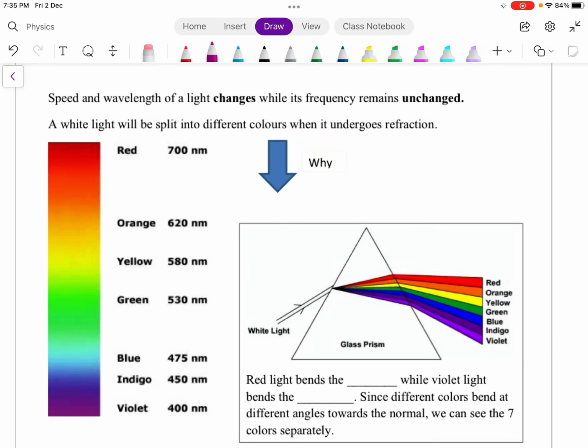Okay, so the next concept will be the splitting of white light. So we know that the white light contains about 7 different colors, right? So definitely it is red, orange, yellow, green, blue, indigo, violet. That's actually a very easy way to memorize all these 7 different colors. So you just think of Roy.